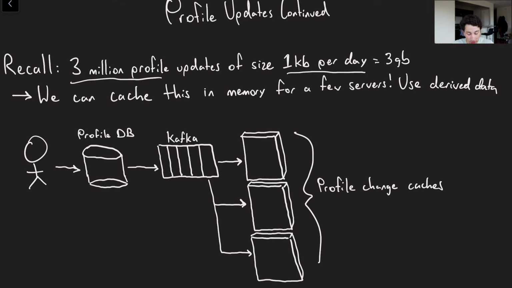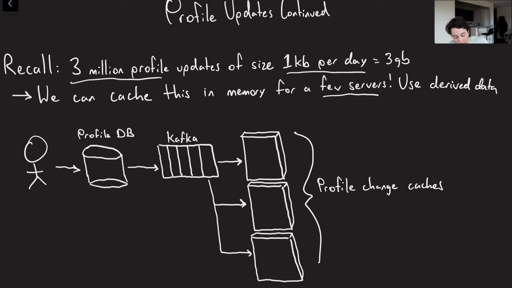It's pretty reasonable. So what we want to do instead is, rather than fanning out all of our writes the second that they're made, we can batch them together, right? We can cache this in memory on a few servers. And then eventually, we'll go into this in the next slide, we can upload them in a batch to all of our mutual connection databases.